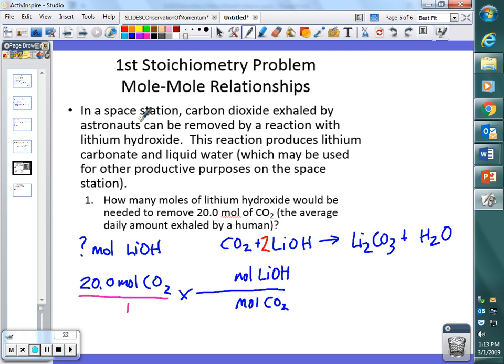But guess what? If we need 2 molecules of lithium hydroxide for every 1 molecule of carbon dioxide, we also need 2 moles of lithium hydroxide for every 1 mole of carbon dioxide. Here's moles to moles, right? So we're going to use our coefficients to fill in the numbers to show us the ratio between these two. What number should go on the top of this conversion factor? 2 should go on the top, right? And then what should go on the bottom? 1 should go on the bottom, because that's the ratio between moles to moles. Okay?